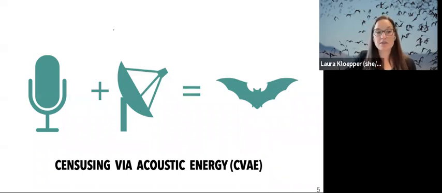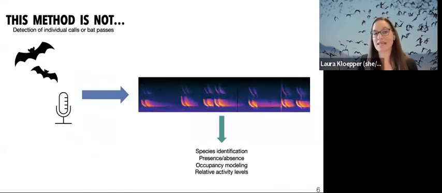So first of all, this method is not detecting individual calls or individual bat passes. The historic way that we approach monitoring bats with acoustics is by having a single acoustic recorder, and then the bats are flying overhead, and we get these bat passes, which are multiple echolocation signals of a bat passing overhead. Here's a spectrogram of what this looks like.